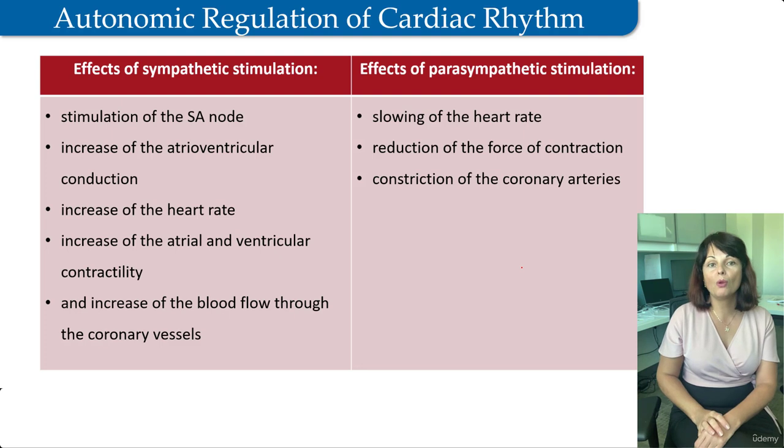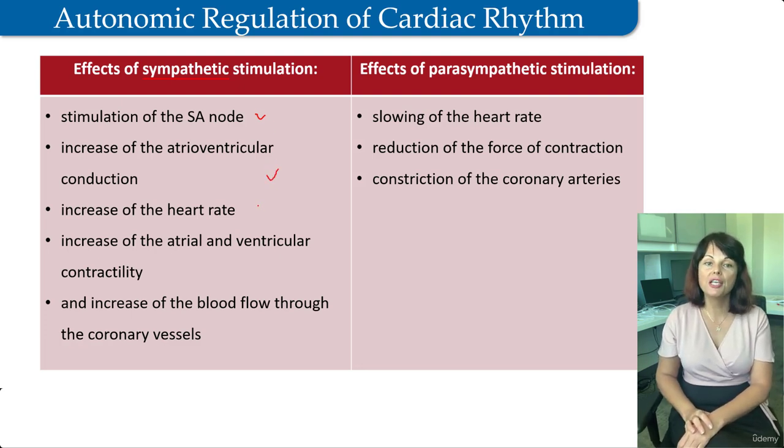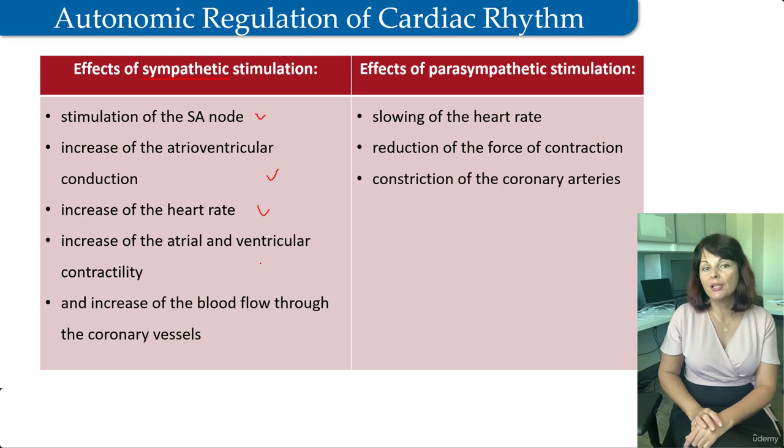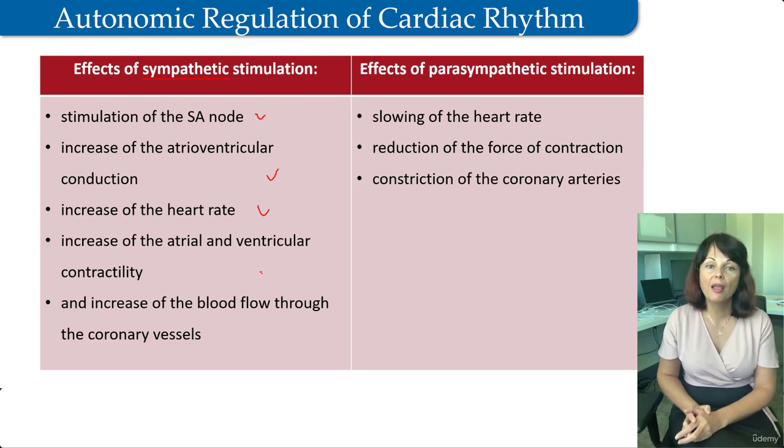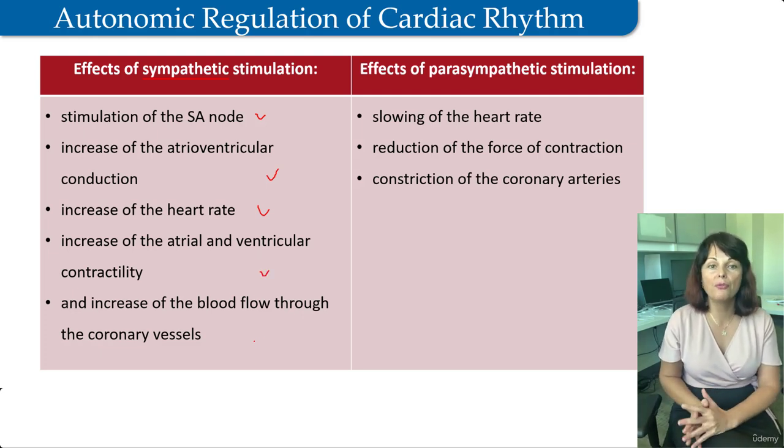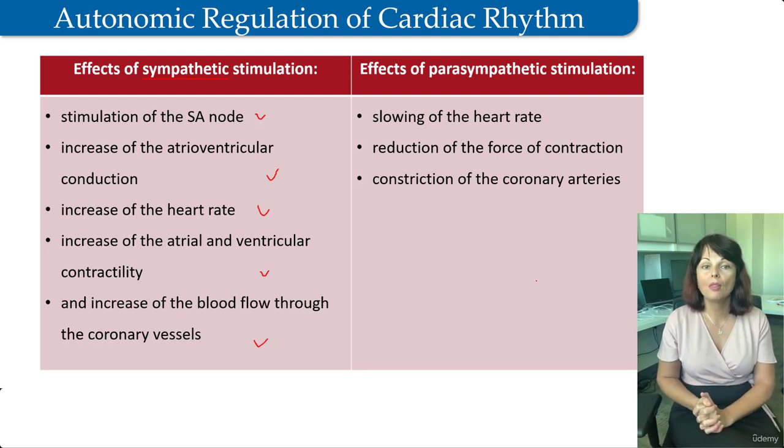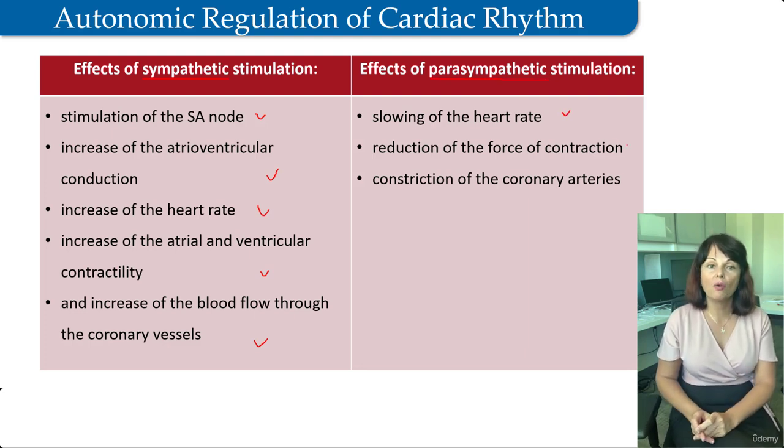The activation of the sympathetic input leads to the stimulation of the SA node, increase of the atrioventricular conduction, increase of the heart rate, increase of the atrial and ventricular contractility, and increase of the blood flow through the coronary vessels. While the parasympathetic stimulation leads to the opposite effects, such as slowing of the heart rate, reduction of the force of contraction, and constriction of the coronary arteries.